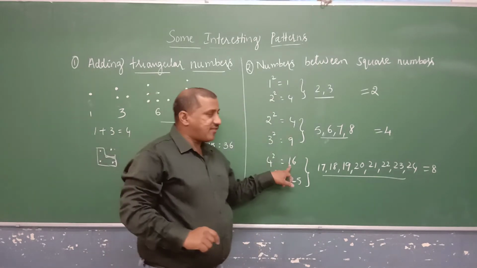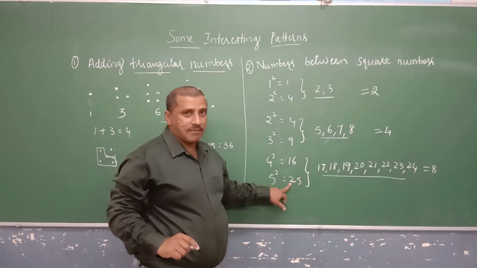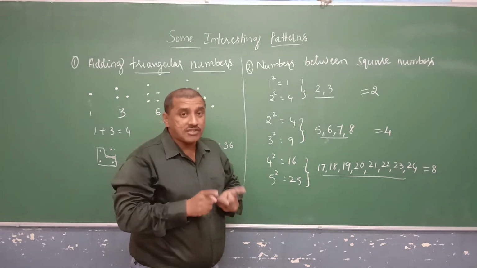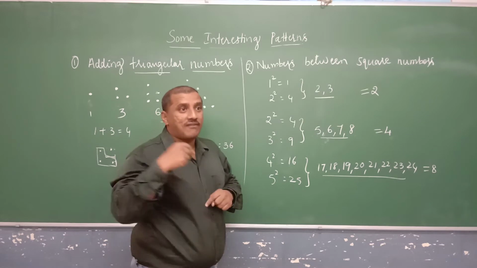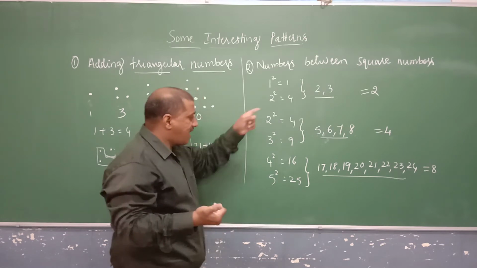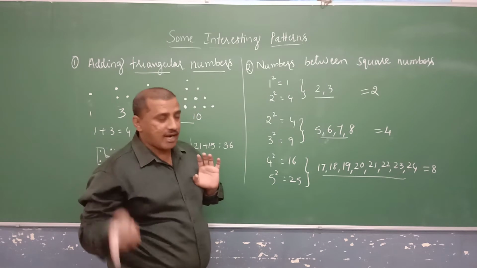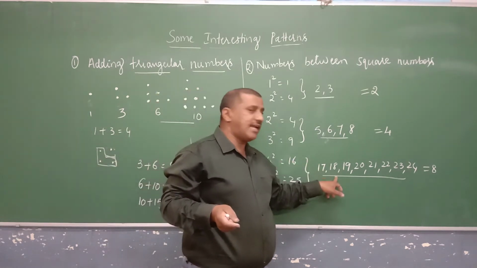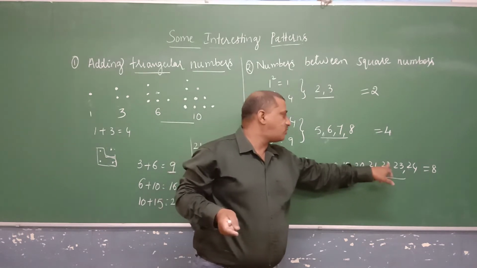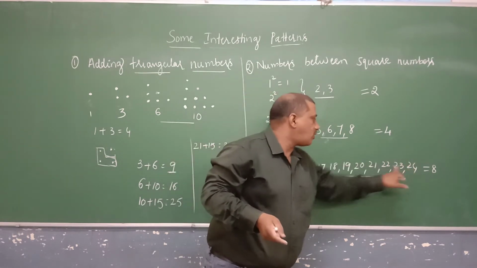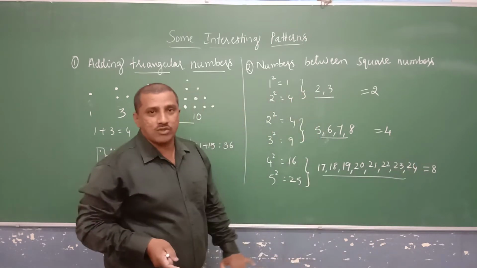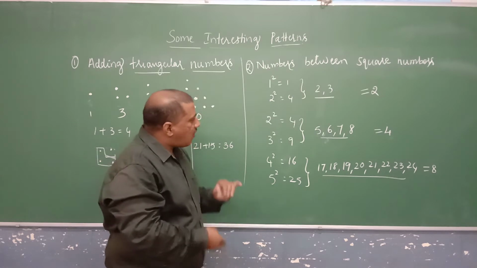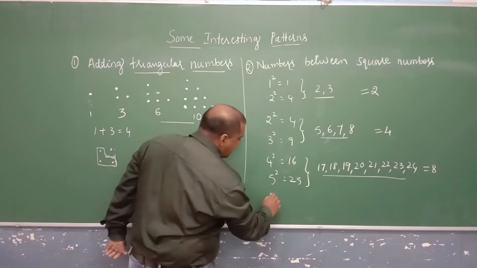Similarly, 16 is a perfect square number and 25 is a perfect square number. See that both the perfect square numbers should be consecutive. Consecutive square numbers means one after the immediate next square number, that is successive square numbers. So between 16 and 25, which numbers do we have? 17, 18, 19, 20, 21, 22, 23, 24. Total how many numbers are there? 8. Similarly, if you go on like this, we'll come to know one number is n square.